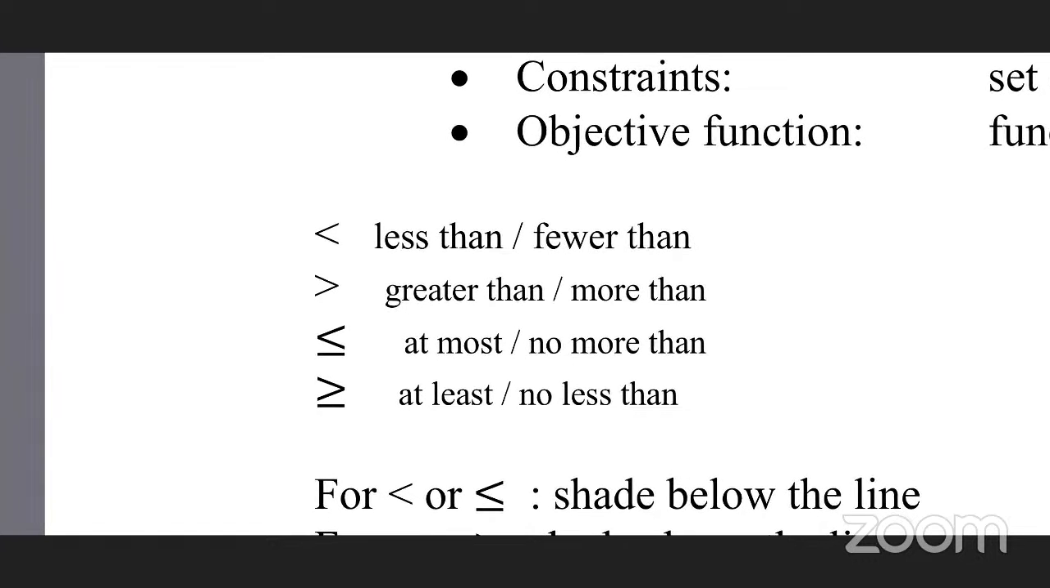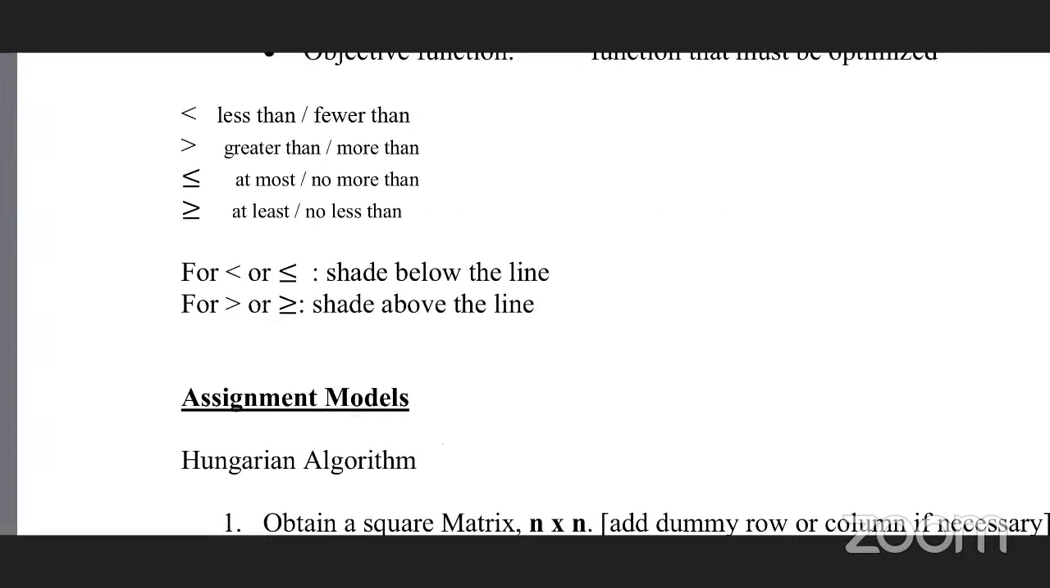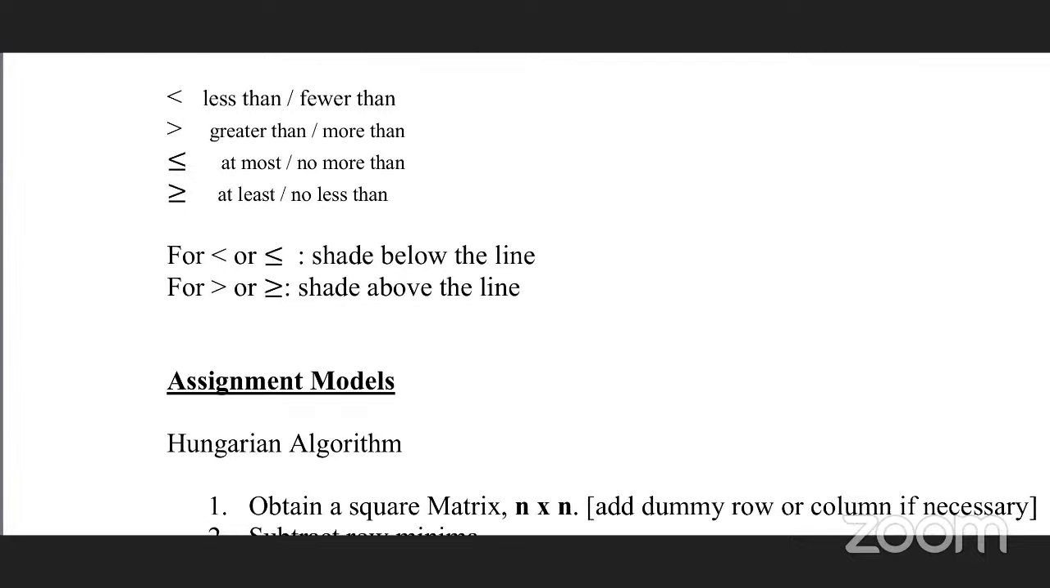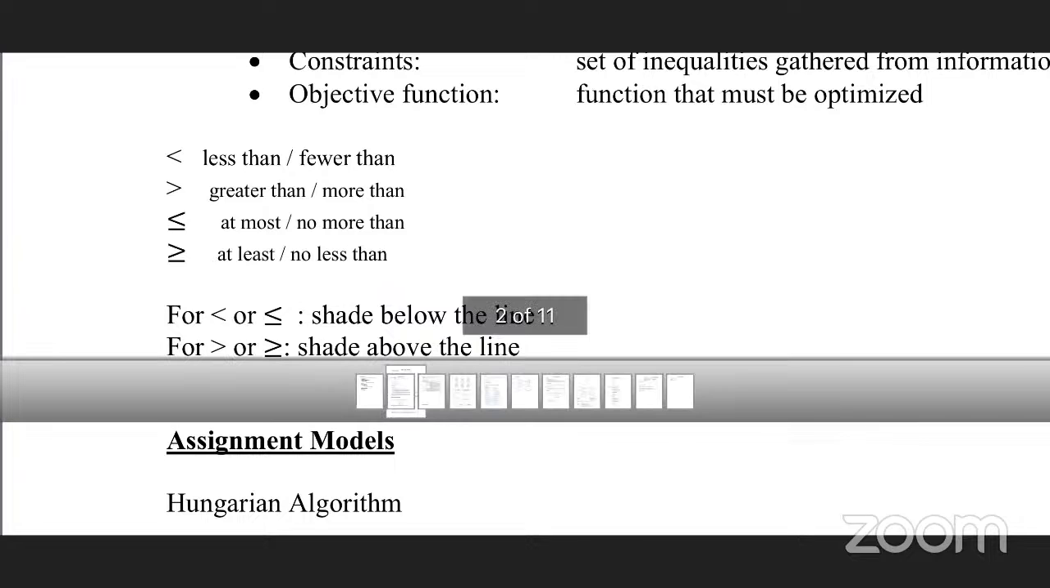We'll hopefully remember this on form 5. If you see less than or fewer than, these are the right symbols to use. No more than is less than or equal to, at least is more than or equal to. If it's less than or equal to, it should be below the line. If it's more than or equal to, it should be above the line. The hard thing in these questions is being able to set up the inequalities, not the drawing. But let's see if we can do one.